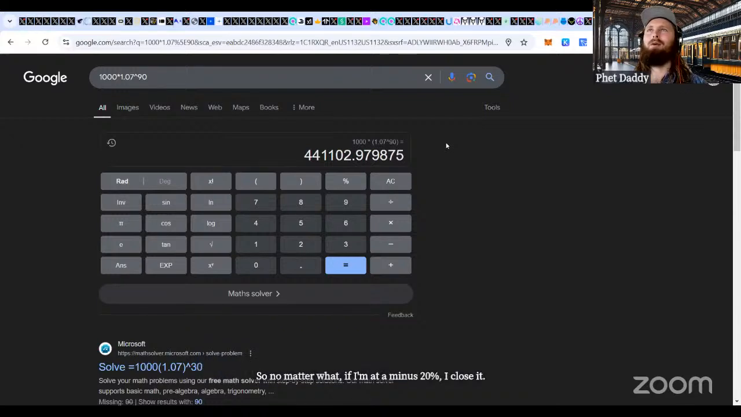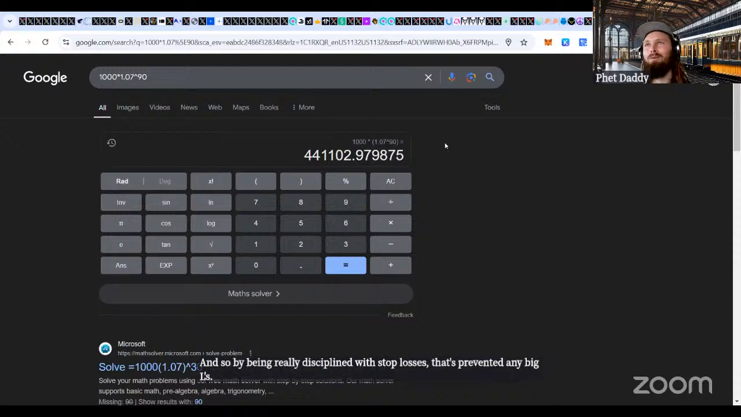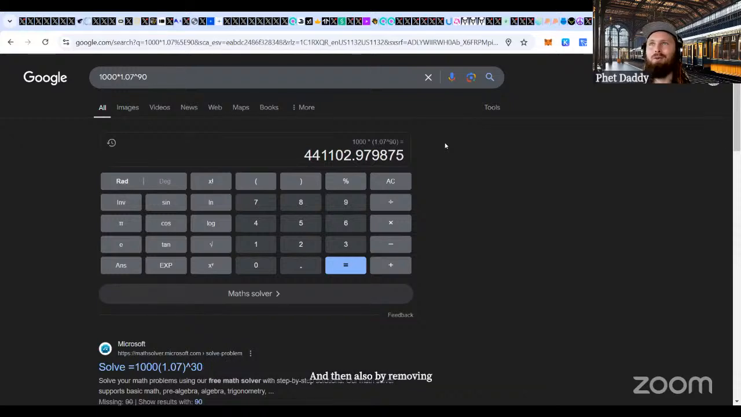Because I would have positions where I would set up a wide LP, it'd go out the bottom of my range, and I'm like, oh, it has to pump back up, it has to pump back up. And my minus 10 goes to minus 20 to minus 30 to minus 40, and so on and so forth. By being really disciplined with stop losses, that's prevented any big L's. And then also by removing the high risk coins, which, as you said, are the ones in their first 24 hours, you can prevent the majority of your large losses.